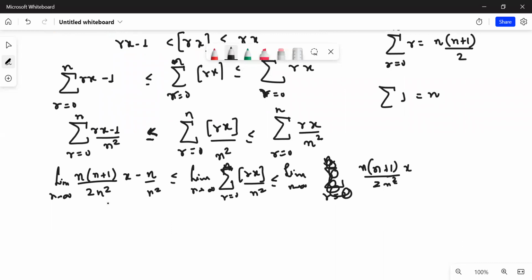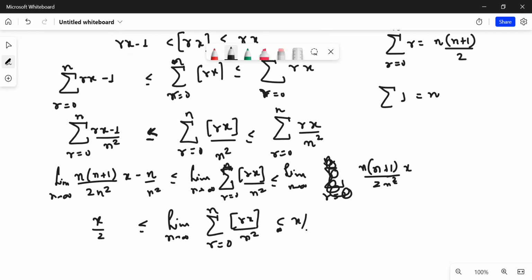So overall, from here, it's quite evident that if you take n square common out, overall this will become x by 2. From here, the limit is x by 2. From here also, the limit is x by 2 only. That is, from the right hand also this is x by 2, and on the left hand also it is x by 2. So I come to a conclusion by the sandwich theorem.